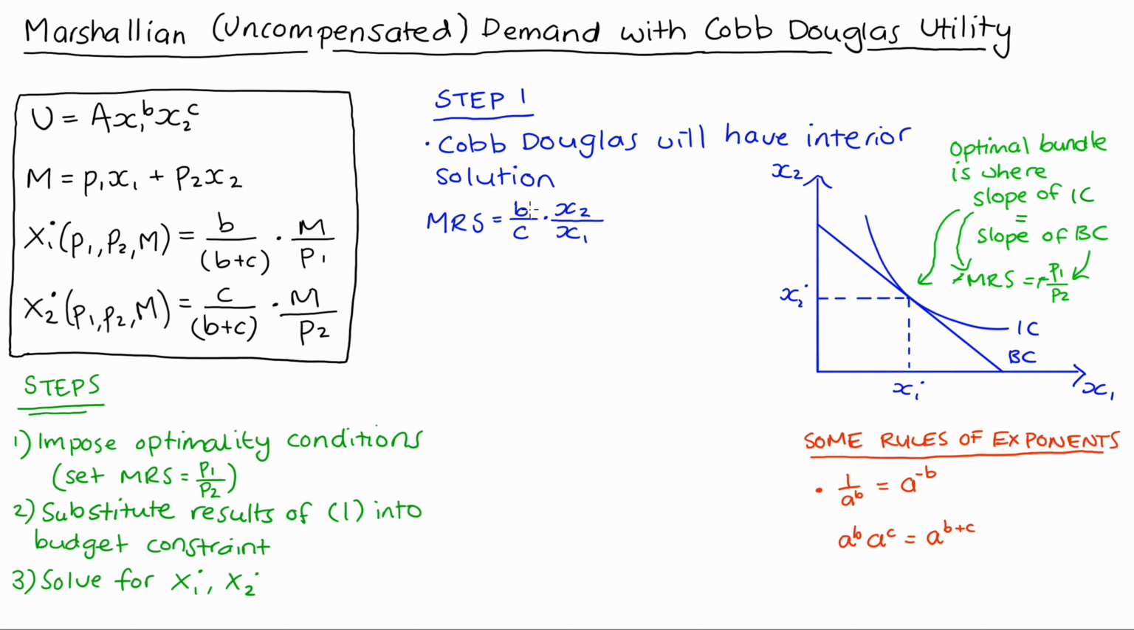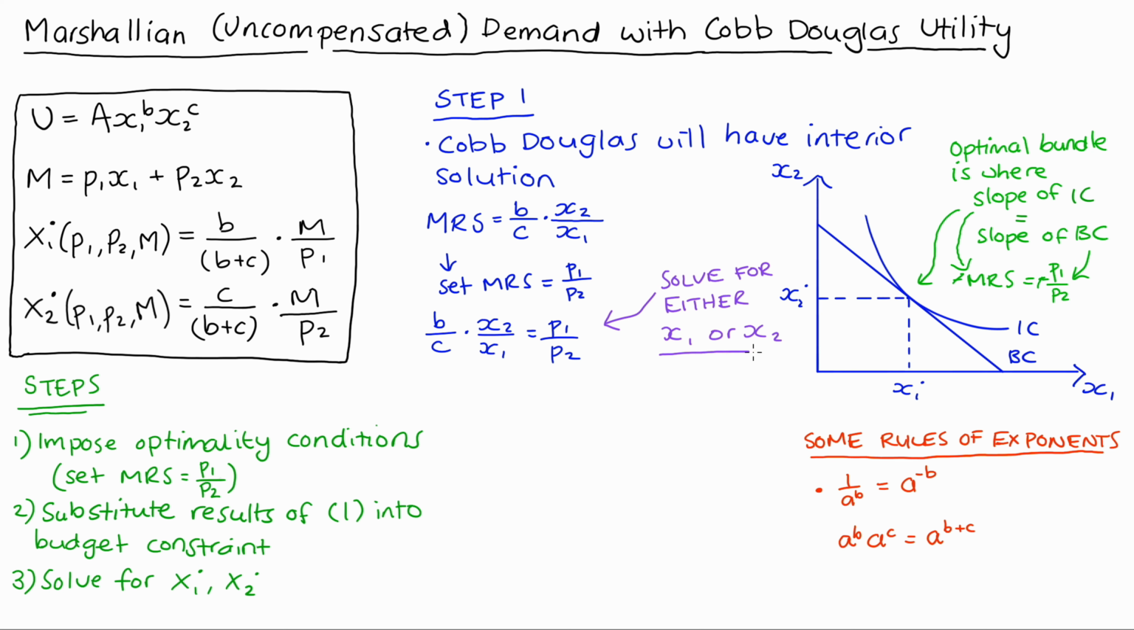Right, the next thing we're going to do then is just set this, our MRS, equal to the ratio of prices as per our optimality condition. So from this condition, we are then going to solve for either x1 or x2, and then we substitute that expression back into our budget constraint in step 2. I'm going to solve for x2, and we end up getting x2 is equal to p1 over p2. I multiply out x1 and also c, because they're on the denominators, and I divide by b, and that gets me x2 is equal to p1 over p2 times c times x1 divided by b.